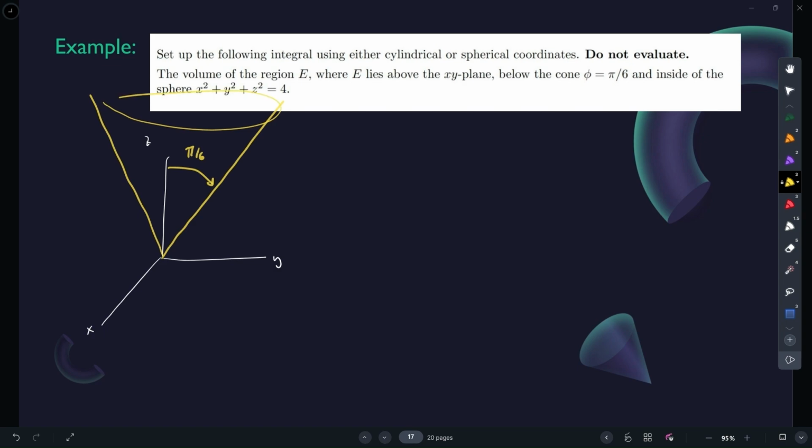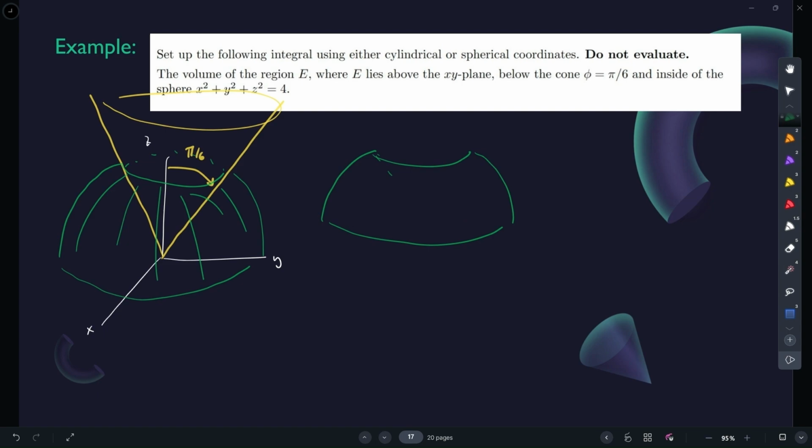And now it has to be below that cone, so it has to be below the cone and inside the sphere. So if I now draw the sphere above the xy plane, then it has to be something like this. So all in all, what I get is some sort of sphere where I have actually removed a cone from the inside of the sphere. Okay, so it's going to look something like that. So first of all, what is that region E then in coordinates?